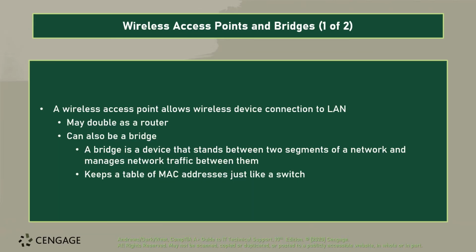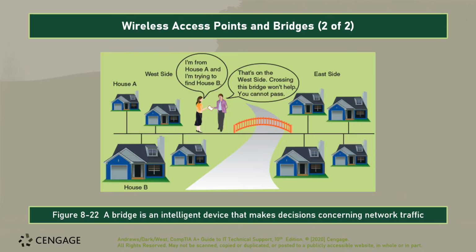A wireless access point is very similar to a hub or a switch or a router in that it allows connectivity to the network, but instead of using a hardline copper cable, it's going to use radio frequency. They may double as a router. They can also be a bridge. A bridge essentially is like a switch, except it's just going between two segments of a network. So if you wanted to join two switches together from a smaller branch line, if you will, you could do so using a bridge.